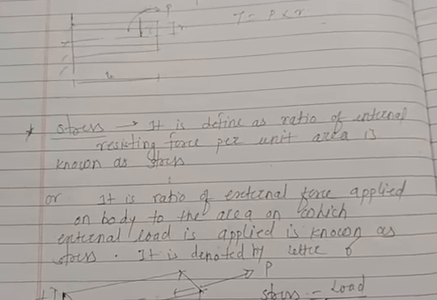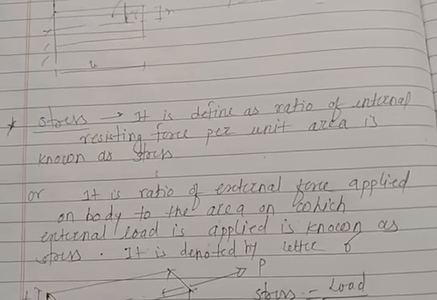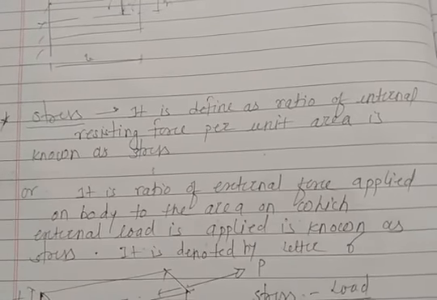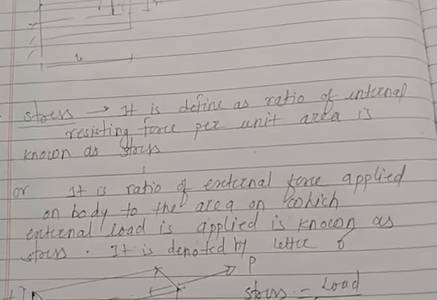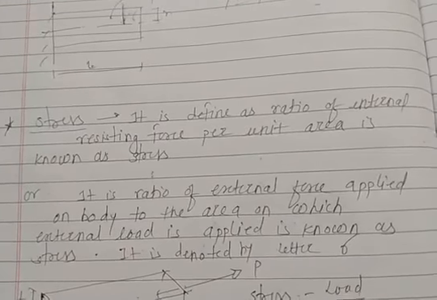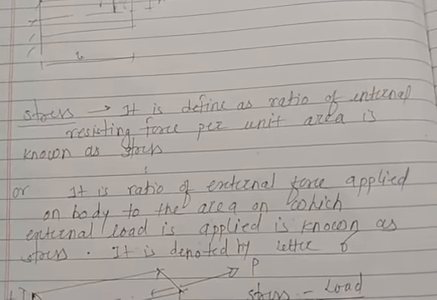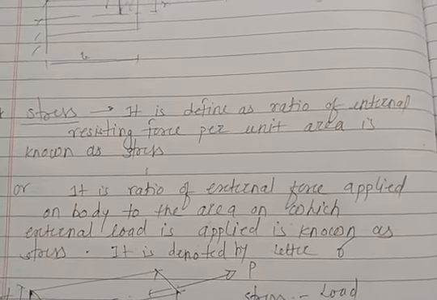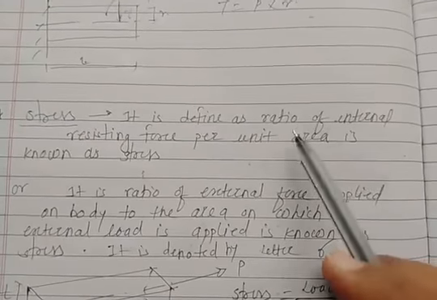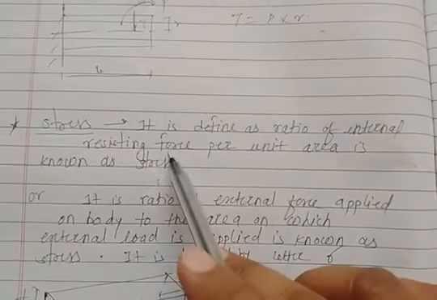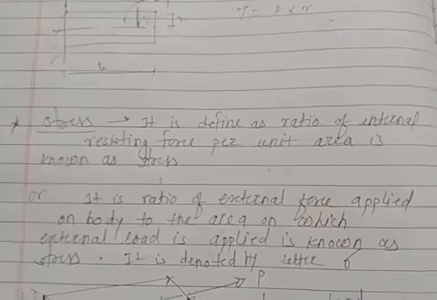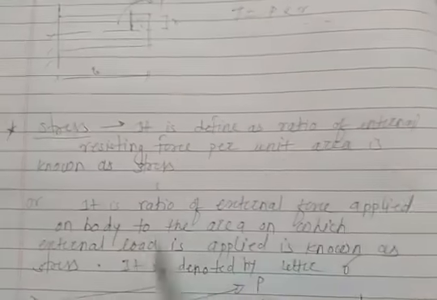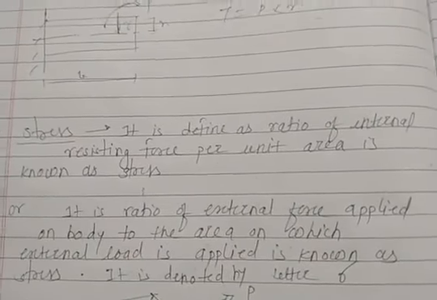Sometimes a question is asked in the exam: define stress and strain, or define stress and write down the types of stress. In that case you have to write down the definition of stress. Stress has a very simple definition: it is defined as the ratio of internal resisting force per unit area. Remember, here it is the internal resisting force.